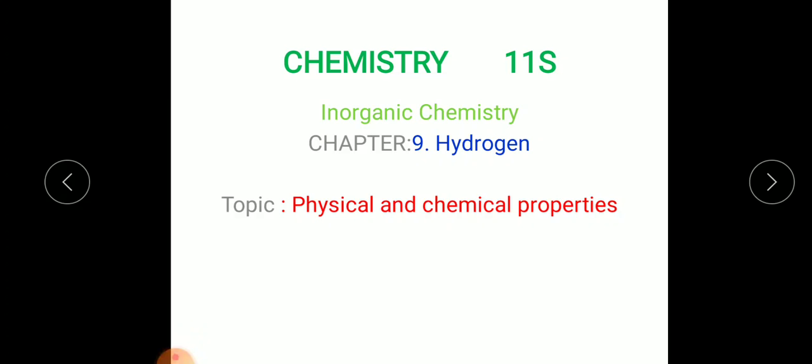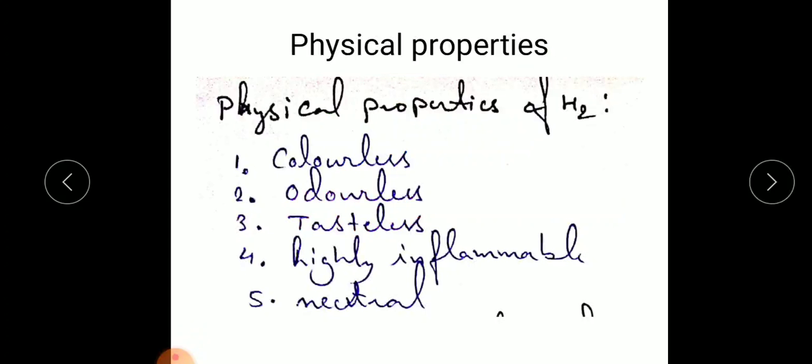Now, if you remember, 2 weeks back, we started the chapter called hydrogen in inorganic chemistry, and we discussed its preparation. Different preparations: lab preparation, then general methods of preparation. Today we are going to see the physical and chemical properties of hydrogen. So first we'll see the physical properties.